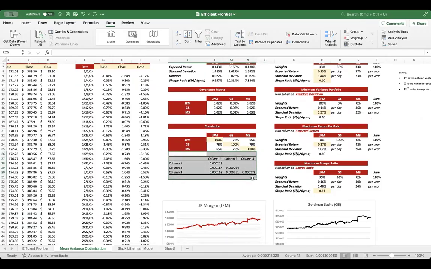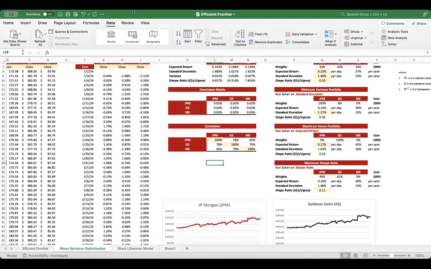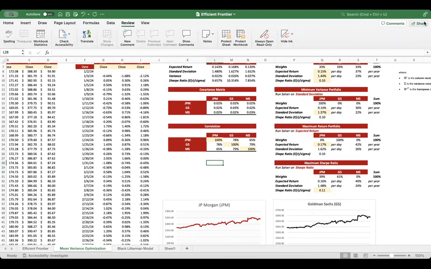Similarly, if I want to calculate my correlation matrix, how will I do it?